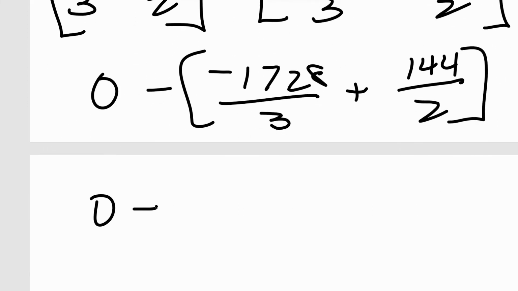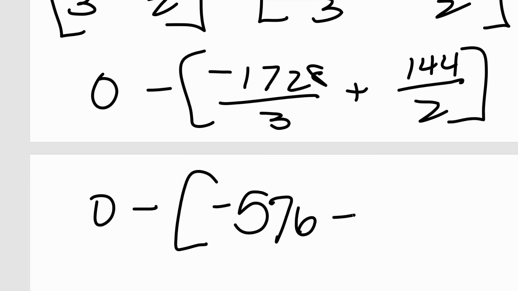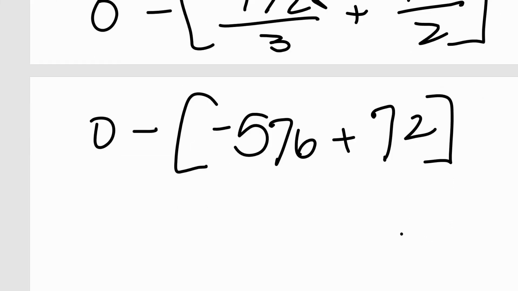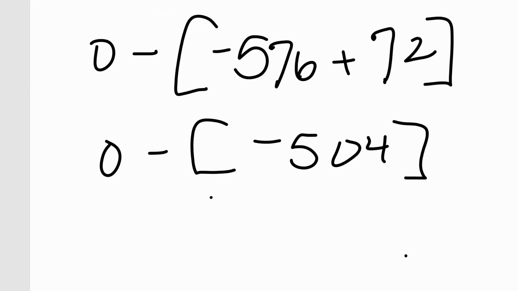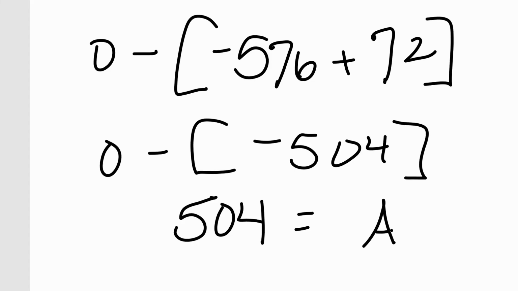So I get 0 minus bracket. 1728 divided by 3 is 576, so it's -576 plus, and then 144 divided by 2 is 72. So I get 0 minus -576 plus 72, which is -504. But minus a negative gives me +504. All right, so that is my actual area that I'm looking for.